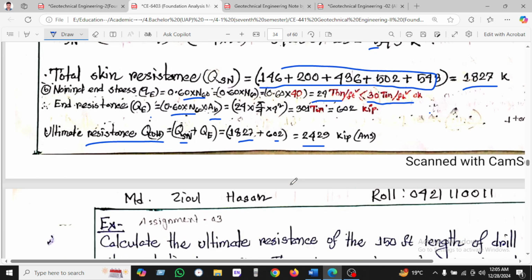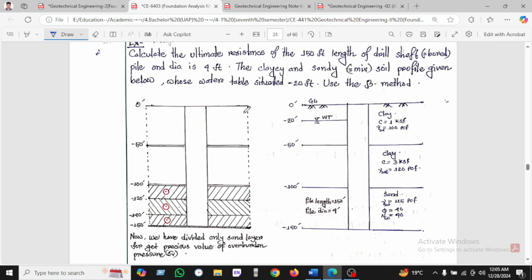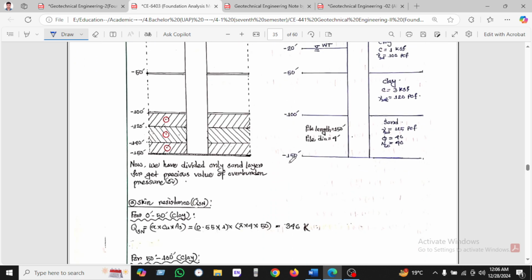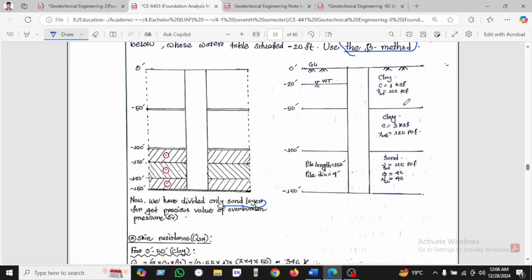So let's see another example here. This is the example we are seeing. Calculate the ultimate resistance; the length is given, and clay soil is given. Use the beta method. This is also the beta method. So now we have to divide only the sand layer. We are not using the clay layer. This is the clay layer, and this is the clay layer, but we are saying that this is the sand layer. So this sand layer is for getting a precise value of overburden pressure.